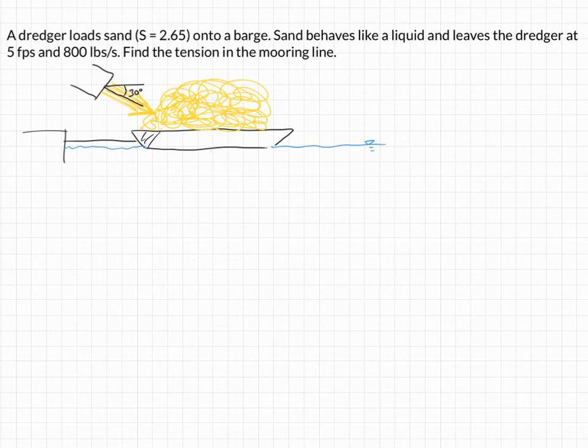Okay, so let's see. So we've got some barge here. Hey, my barge friend, you're floating along. And what's happening? Well, there's a dredger that's loading sand onto it. So I drew it in yellow, so it's probably pretty hard to see. But here's the sand pile, and it's kind of flopping out onto that thing. And sand, of course, is more dense than water. It's 2.5 times, or in this case, 2.65. Most rock, you will give it a dry specific gravity of 2.65 is pretty standard onto a barge. Sand behaves like a liquid and leaves the dredger at 5 feet per second and 800 pounds per second.